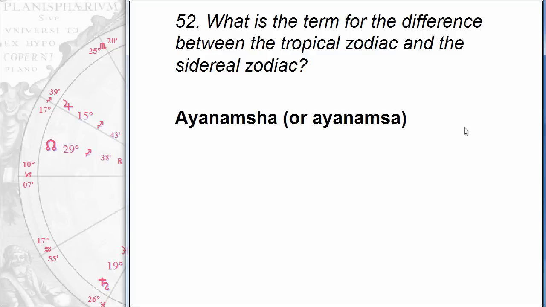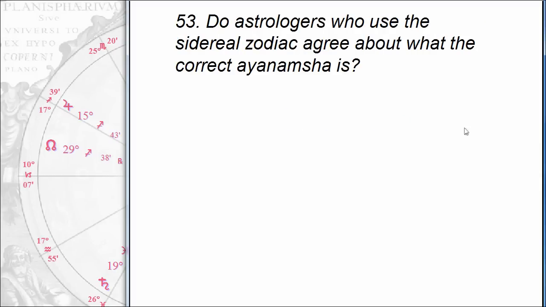And the difference between them is called the ayanamsha. And some people spell it ayanamsa and pronounce it ayanamsa. So you get two pronunciations and spellings. Ayanamsha or ayanamsa is the difference between the sidereal zodiac and the tropical zodiac.